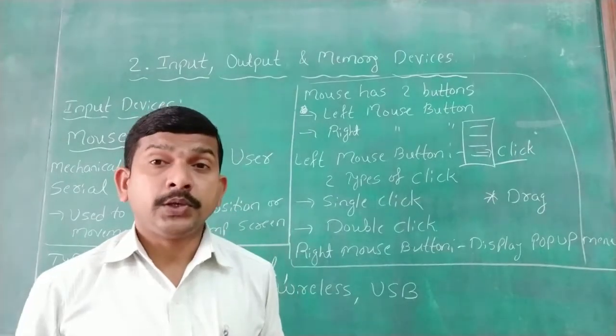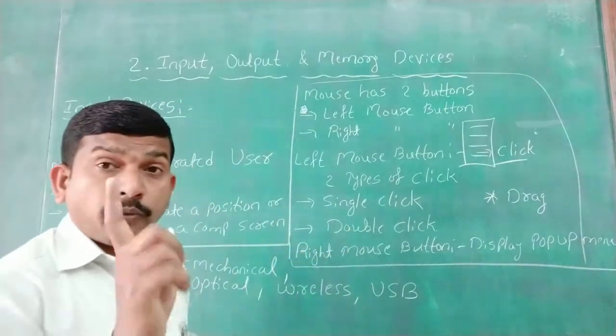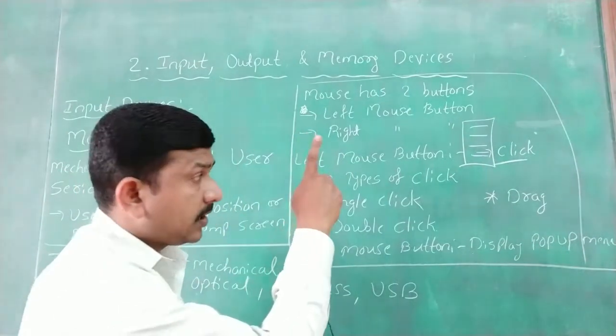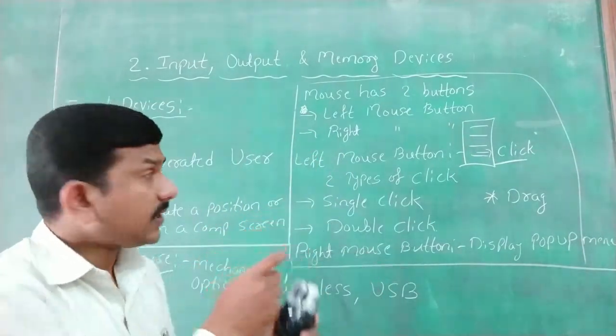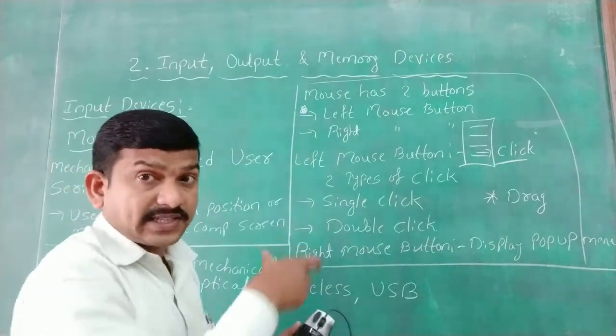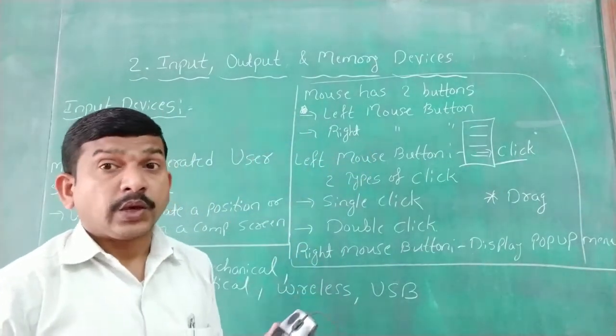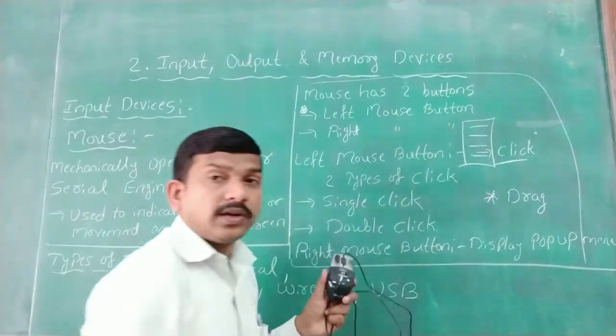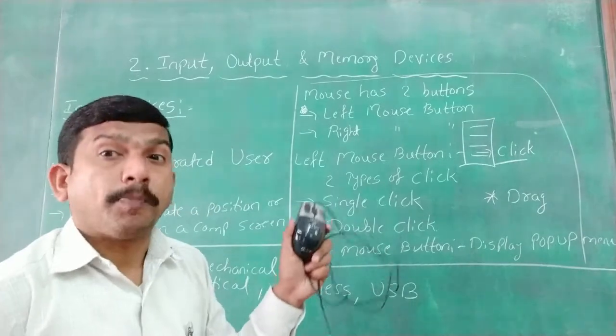P-O-P-U-P. Pop-up menu. So when you click something, click means left, it will display some list. That is a list or menu. When you right click, it will display one menu. That menu we call a pop-up menu.